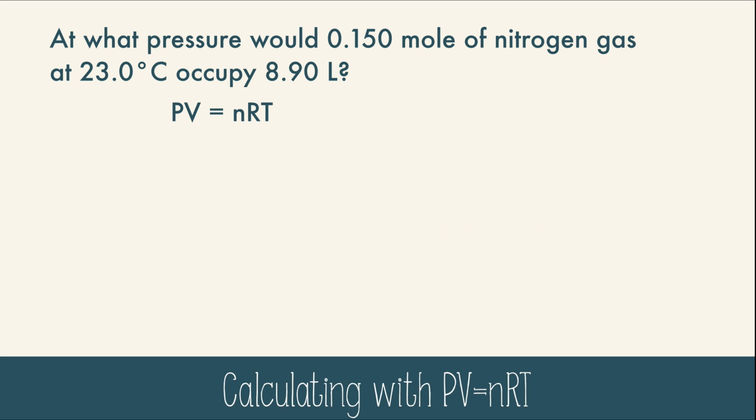At what pressure would 0.150 moles of nitrogen gas at 23 degrees Celsius occupy 8.9 liters? We're going to use PV = nRT here, and since we're trying to find pressure, we'll rearrange the equation to get pressure by itself. Now we just need to actually plug in our data.